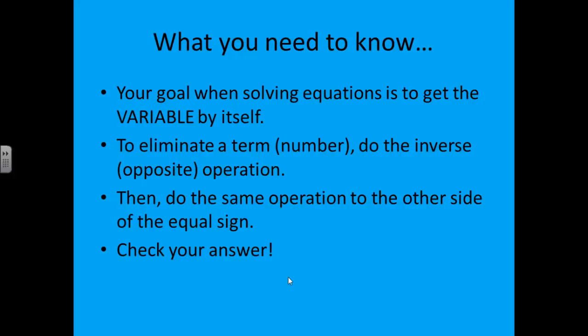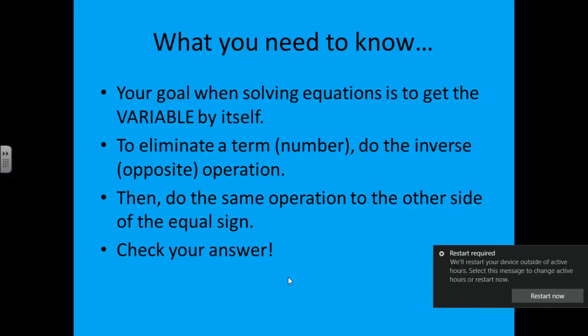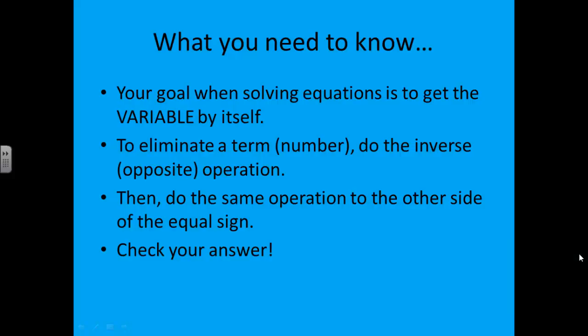Once you do that to one side of the equation, you have to do it to the other side. Kind of like adding and subtracting fractions and making them have common denominators. Whatever you did to the denominator, you had to do to the numerator. Same thing here. Whatever you do to the left side of the equation, you have to do to the right side of the equation. Then you're going to check your answer. Here I'm going to show you some examples. I want you to fill these in your notes, and then tomorrow in class we'll do some more examples and I'll answer any questions you have.